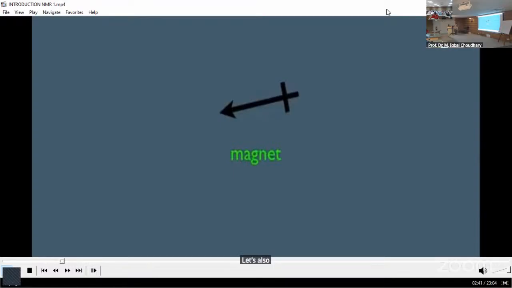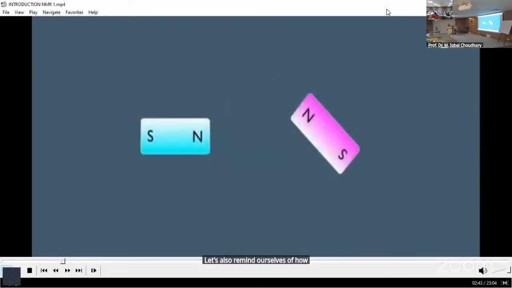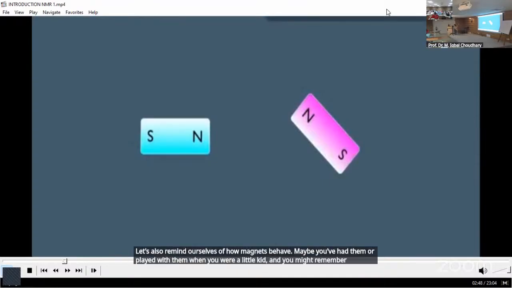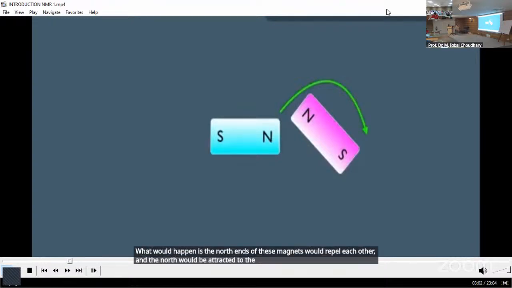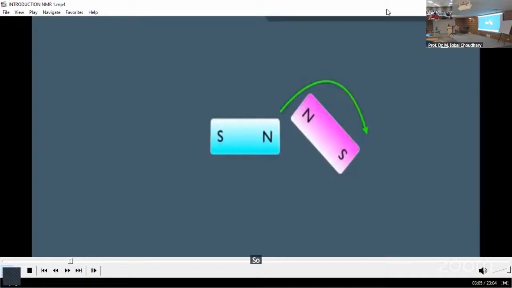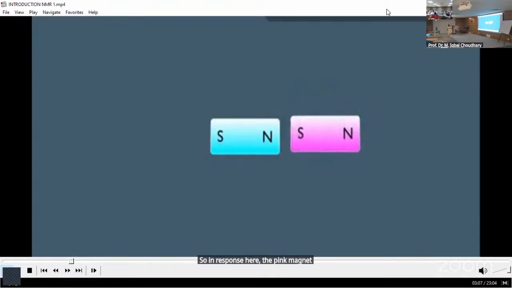Let's also remind ourselves of how magnets behave. Maybe you've had them or played with them when you were a little kid, and you might remember that when you take one magnet, let's say this blue one, and stick it close to another magnet, it has an effect on that magnet. What would happen is the north ends of these magnets would repel each other, and the north would be attracted to the south end of the magnet. So in response here, the pink magnet would move this way, like this. So what we're seeing here is that magnets can affect the orientation of other magnets.